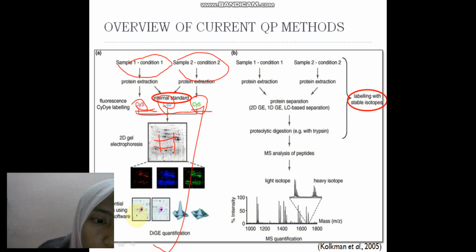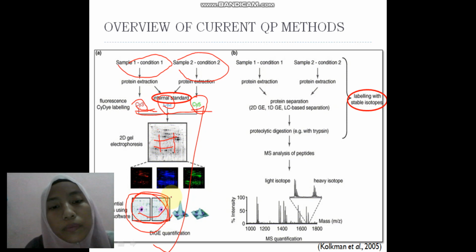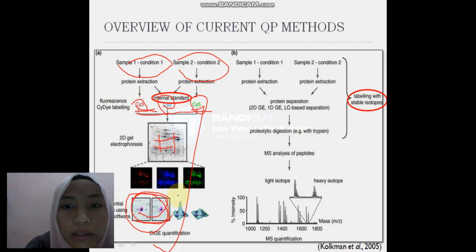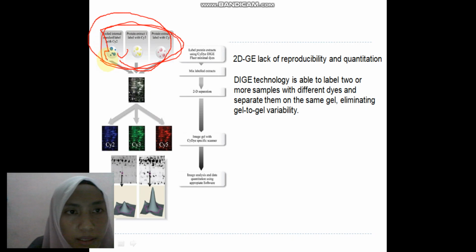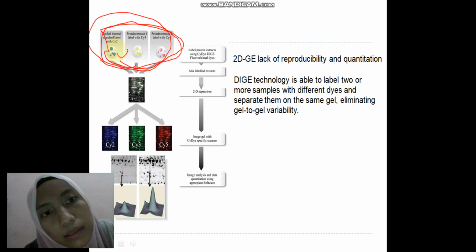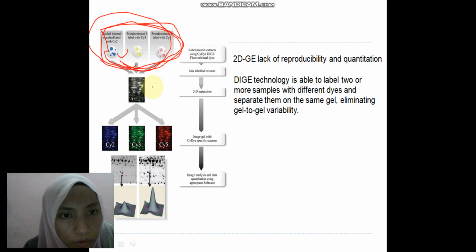So it is much more trustworthy than running gels at different times. When you have one gel that is run at the same time, it is easy for you to compare the before and after, because it's coming from the same sample but with different types of treatment. Then you label them with different types of cyanine fluorescent dye, and then you run and you stain, and you can see and quantitate the protein that you have.